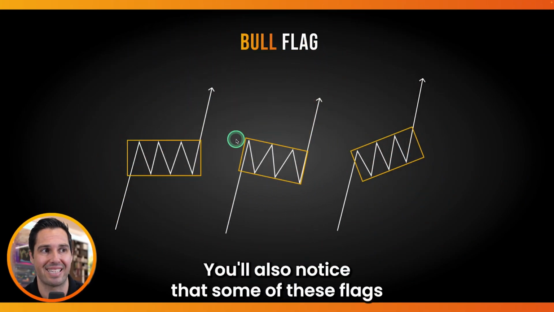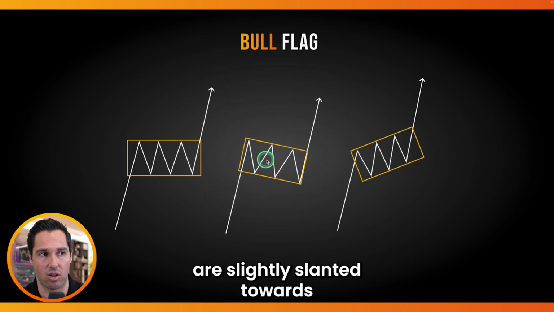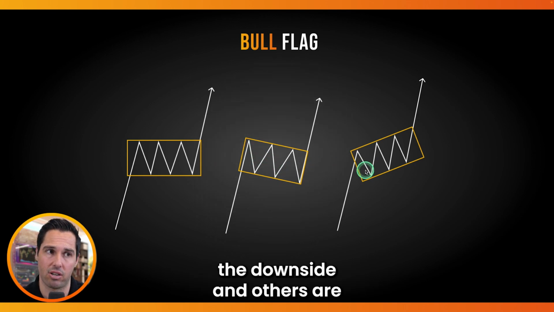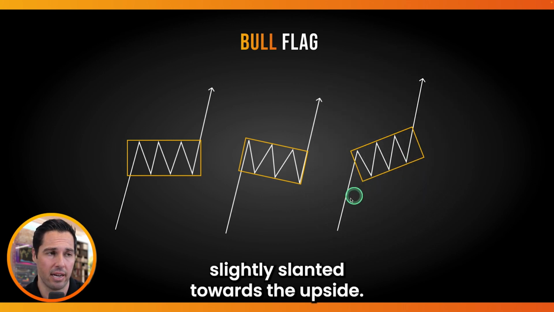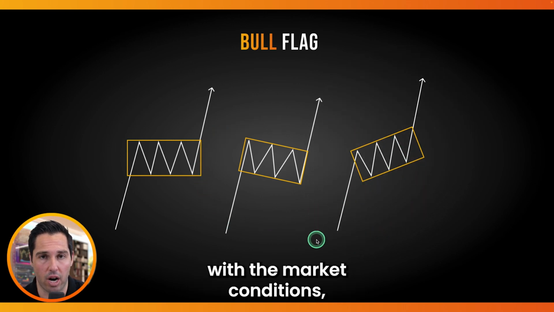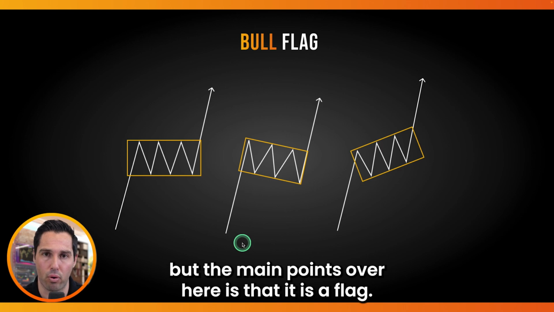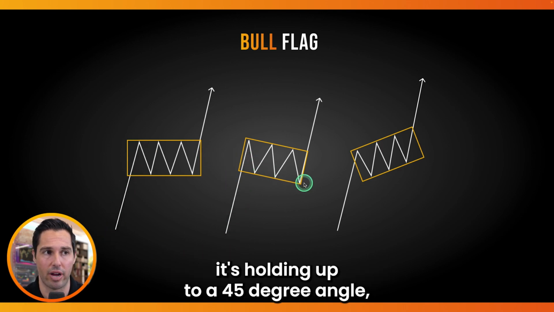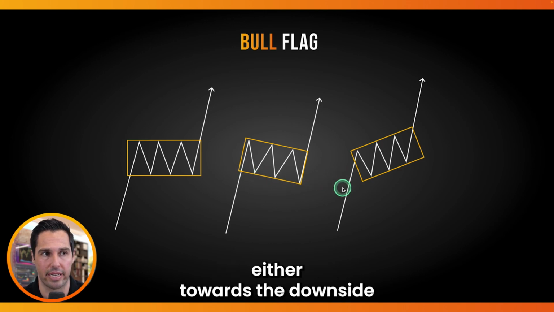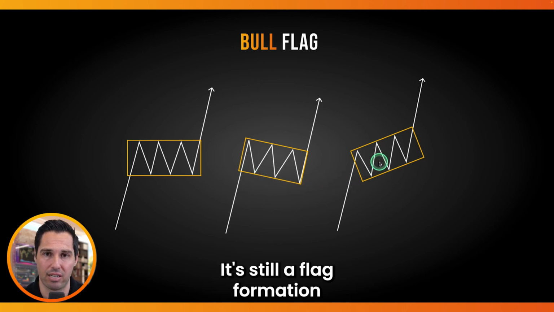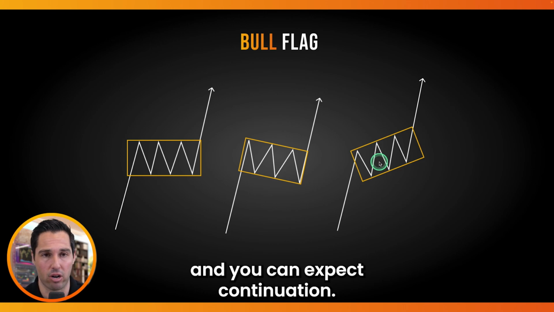You'll also notice that some of these flags are slightly slanted towards the downside and others are slightly slanted towards the upside. This is dependent on what's going on with the market conditions, but the main point over here is that it is a flag. You can see over there, it's holding up to a 45-degree angle either towards the downside or the upside. It's still a flag formation and you can expect continuation.